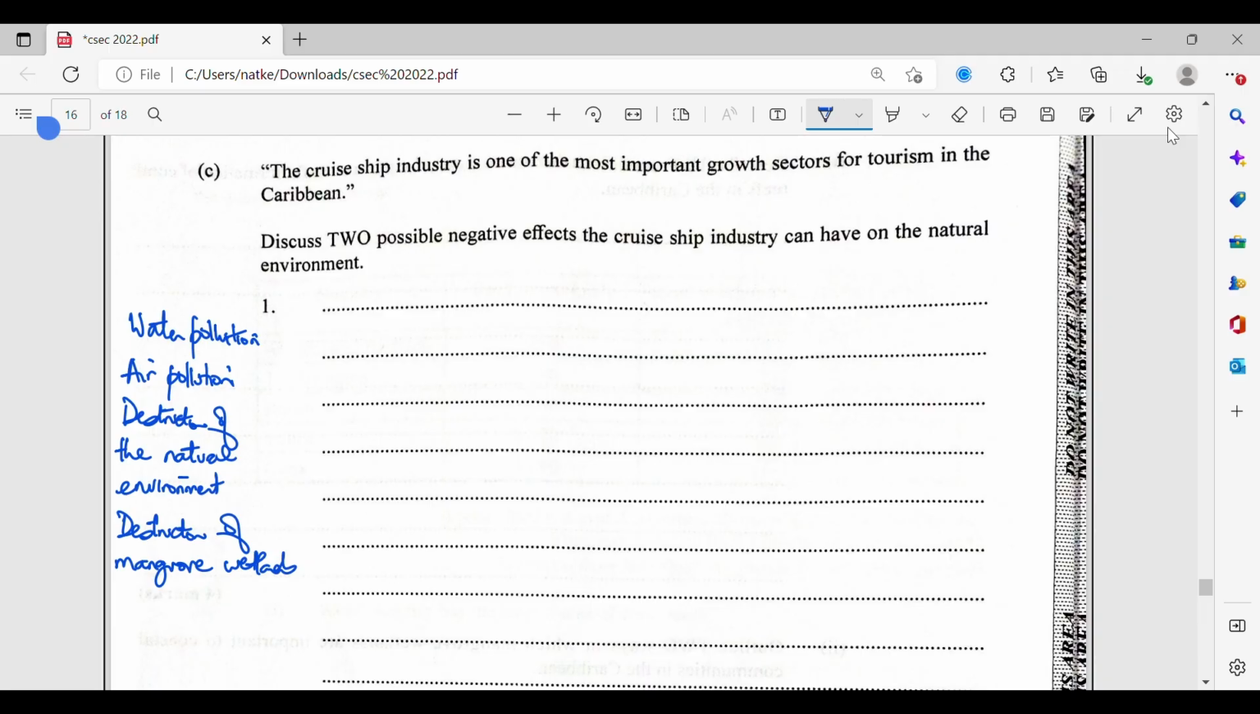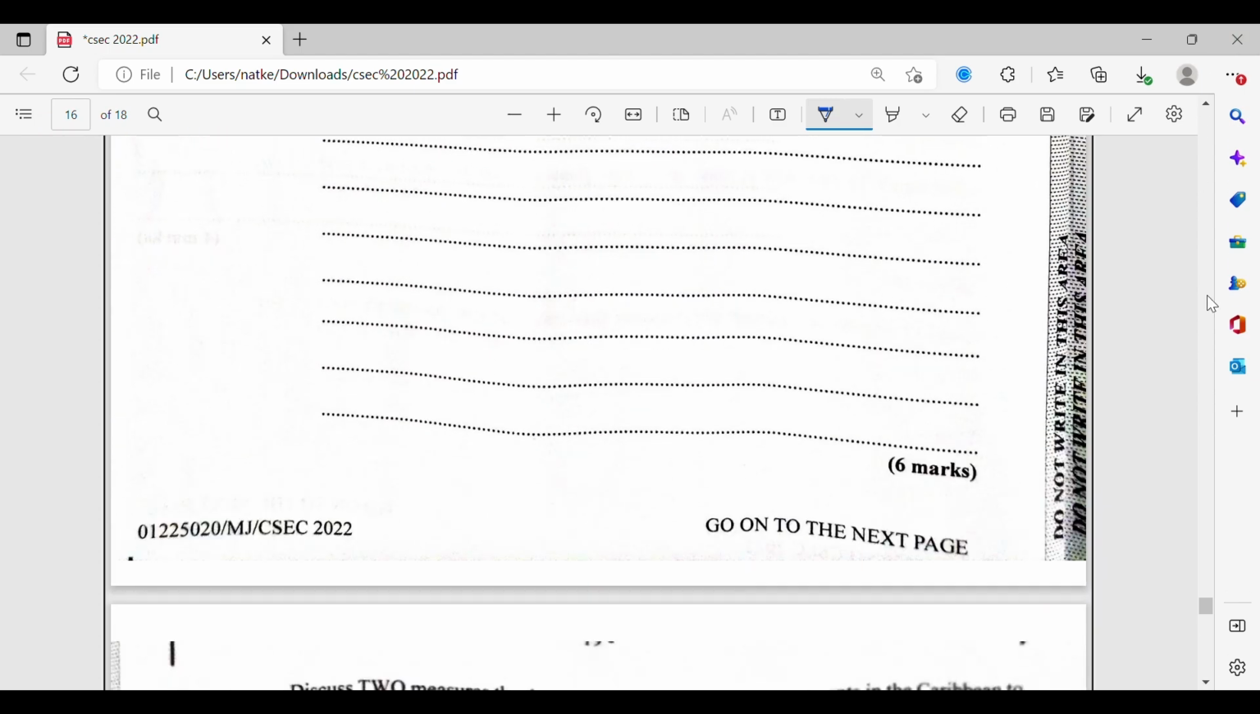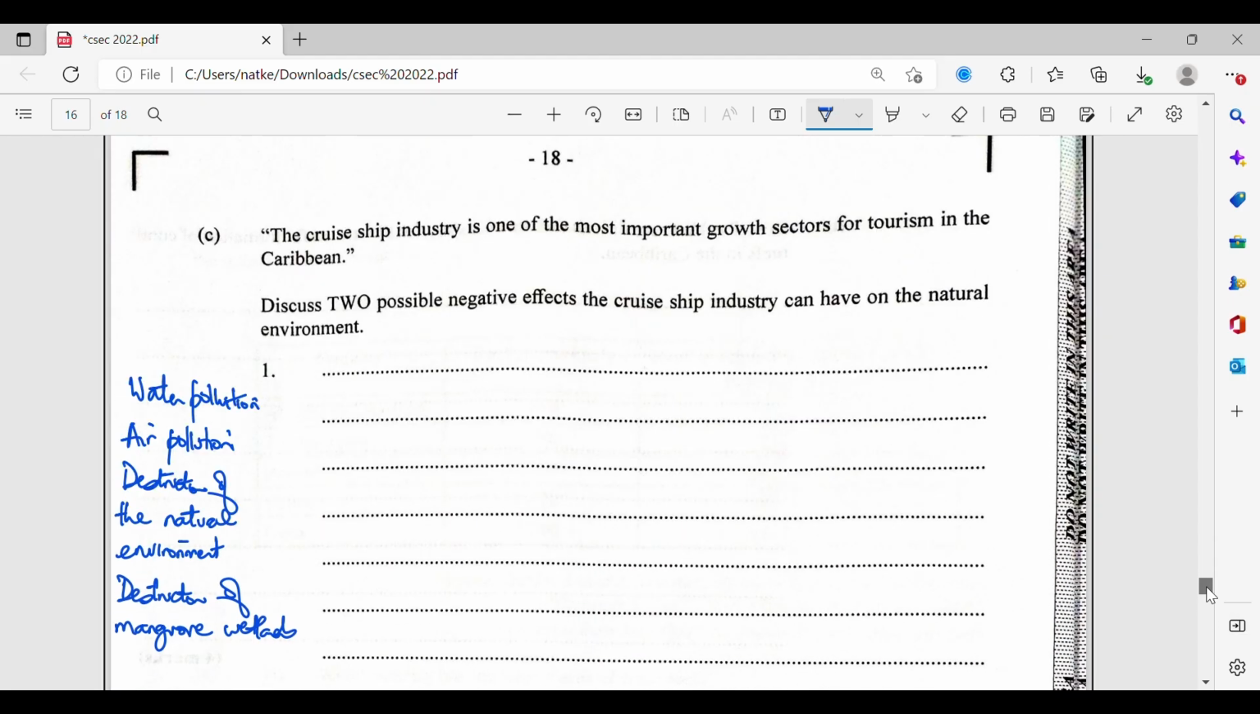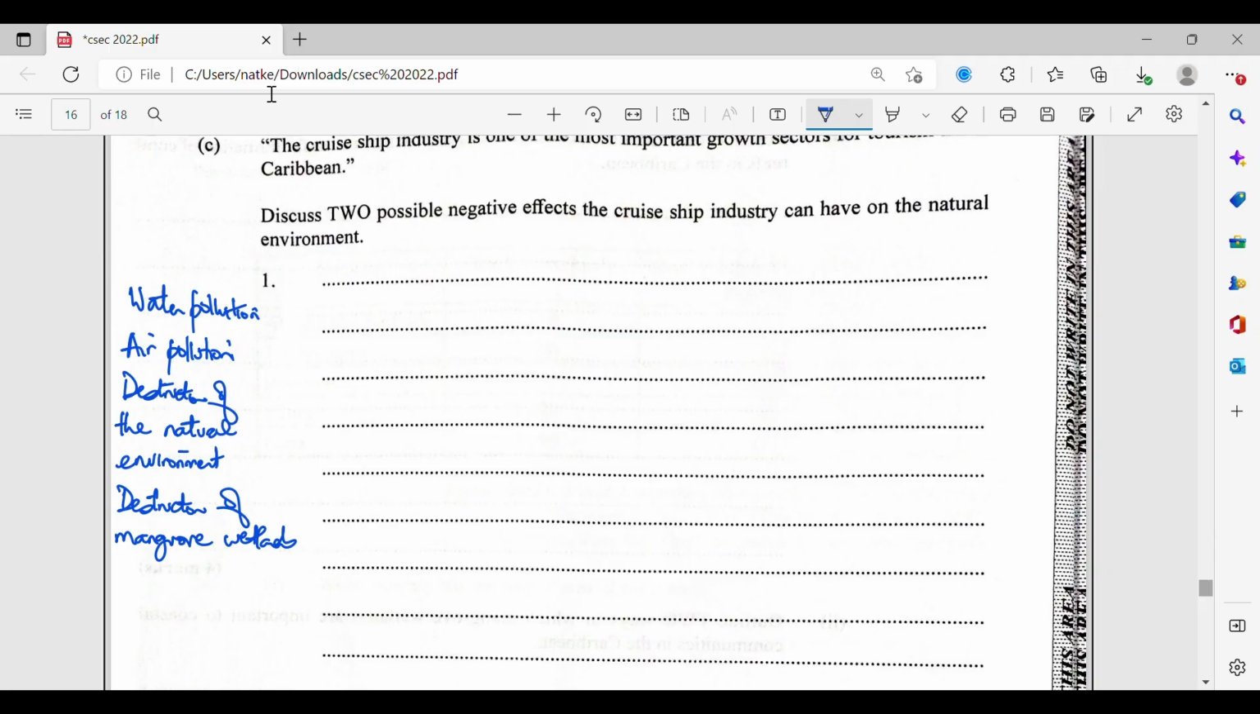So you would just need to select two of them and discuss it, flesh it out. So they're asking you for two. This is probably 6 marks as well. Yes, 6 marks for this one as well. So that means you are getting 3 marks each. And they have given you in this one number 1 and number 2. So flesh out your answers properly and then you go ahead and write them in your designated spot.